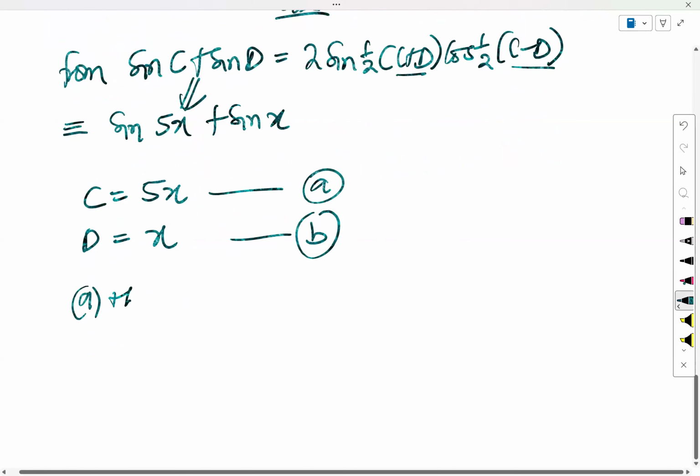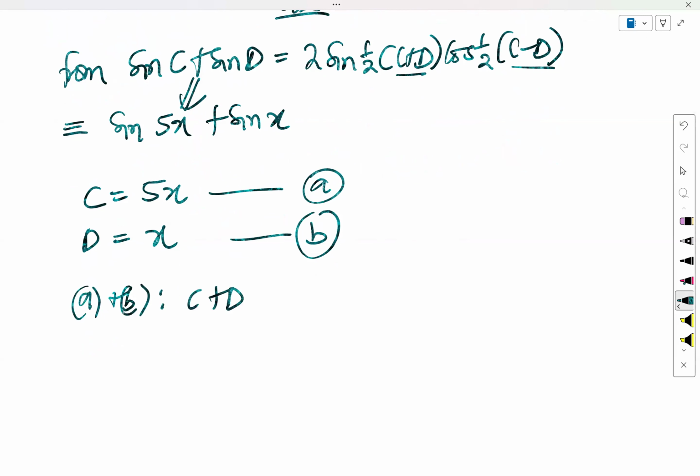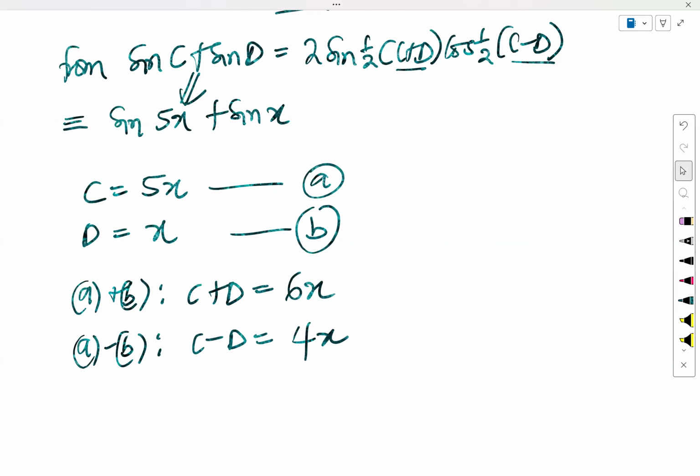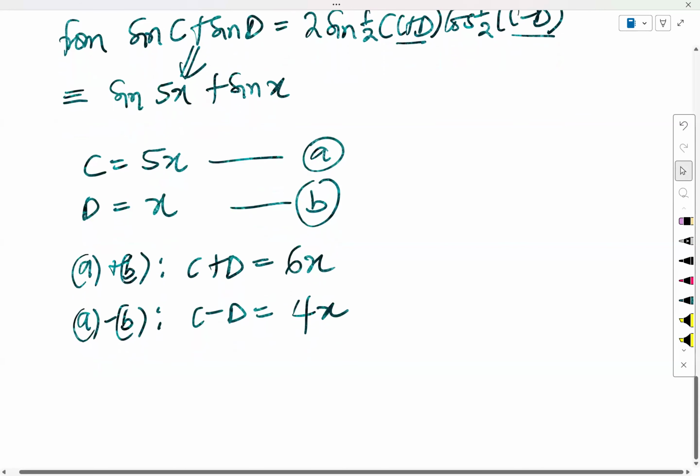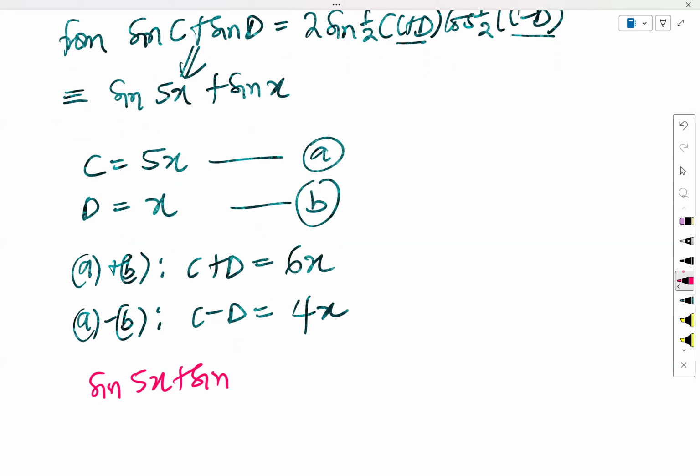So A plus B, the same thing as C plus D, is 5x plus x, which is simply 6x. And then do A minus B, which you also need. That is C minus D, which is 5x minus x, which is simply 4x. Now that you have C plus D and C minus D, you can go back. Sine 5x plus sine x is equal to 2 sine half C plus D, where C plus D is 6x, cos half C minus D, which is 4x.